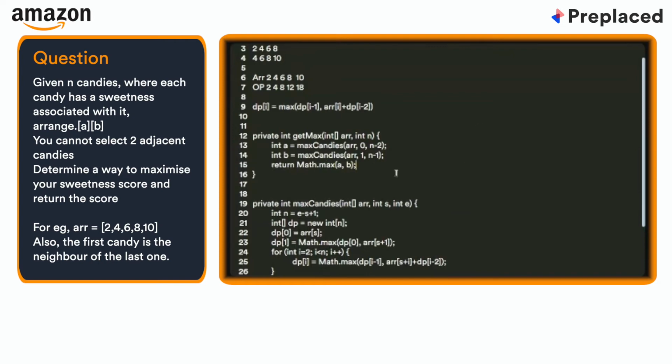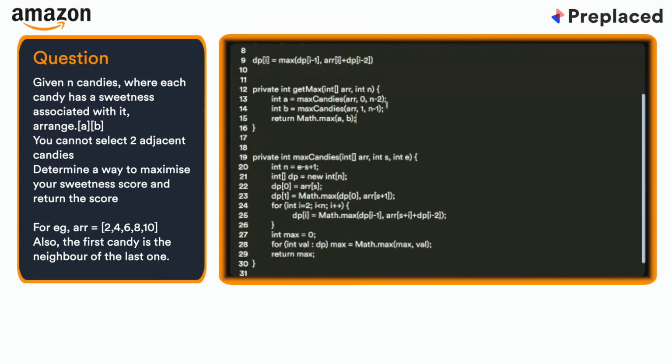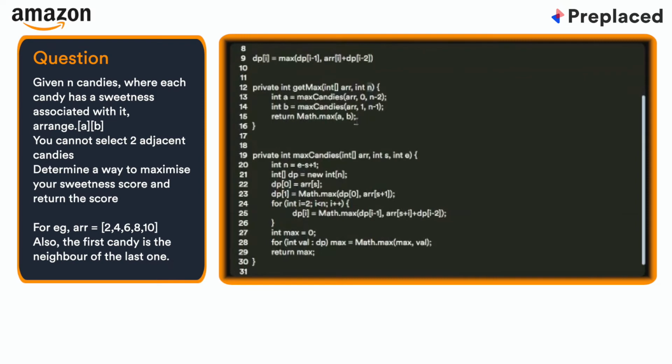Okay, so I haven't considered the cases when my n is 1 or 2, but yeah, they can be added as well. I mean, I have considered them here, but I haven't checked if n is of size 0. So if it is of size 0, I might get an error at this point.